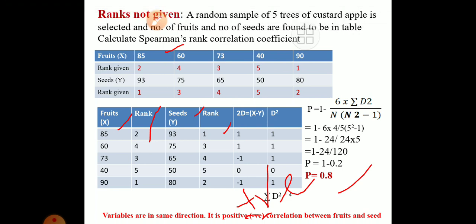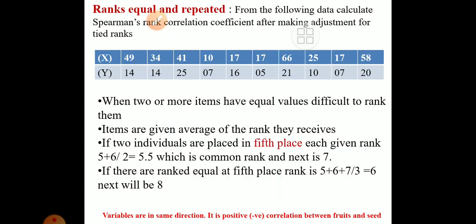between the two variables. Ranks equal and repeated. Same, we have to say, from the following data calculate the Spearman's rank correlation coefficient after making the adjustment for the tied ranks. So here we can see the x and y values are there. When 2 or more items have equal values, it is difficult to rank them. The items are given the average of ranks they receive. If 2 individuals are placed in the 5th place, each is given rank 5 plus 6 divided by 2 is equal to 5.5, which is a common rank, and next is 7.